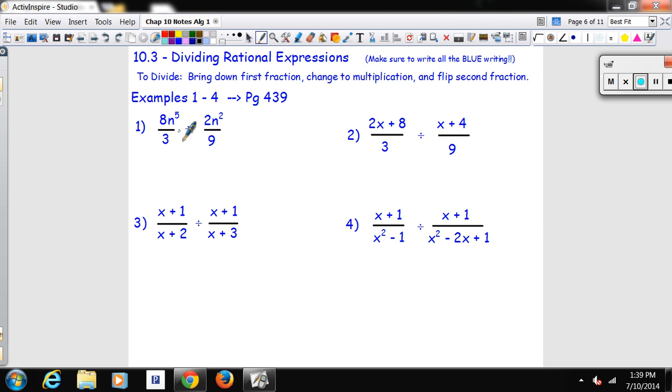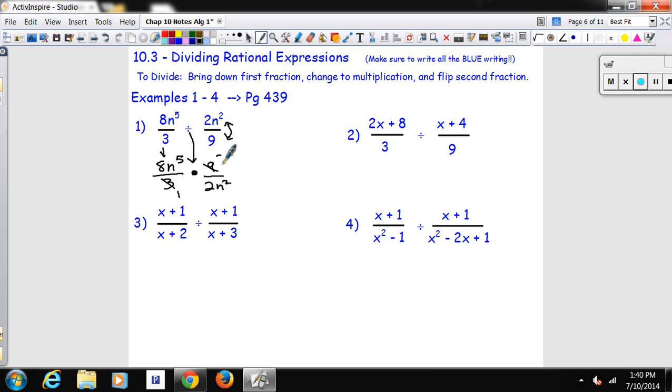When you divide a fraction, you bring down the first fraction. You change the division sign to a multiplication sign, and you flip the second one around. You do the reciprocal. And now you can follow the same steps as the last section and just cross-cancel and get your answer. Multiply across.